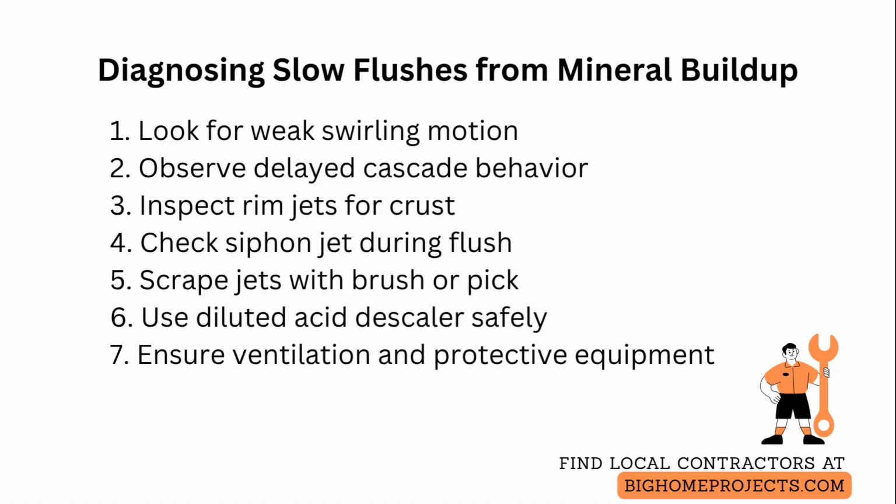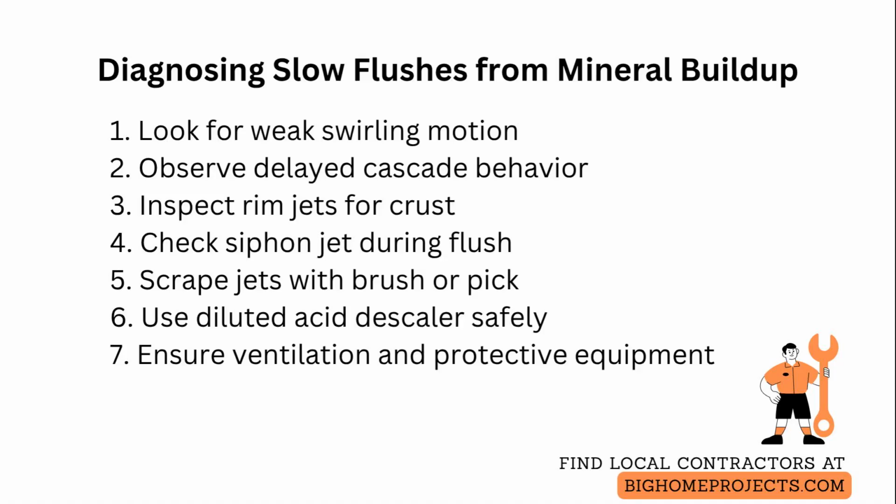clear waste. Delayed cascade is another hallmark, where water rises and then slowly overflows the bowl rim instead of a brisk, immediate drop. This occurs because mineral films reduce flow velocity through the trap and rim channels. Look closely at the rim jets and at the small holes under the bowl lip and jet openings. Visible white or brown crusts, flaking scale, or crystalline buildup indicate hard water deposits blocking passageways.